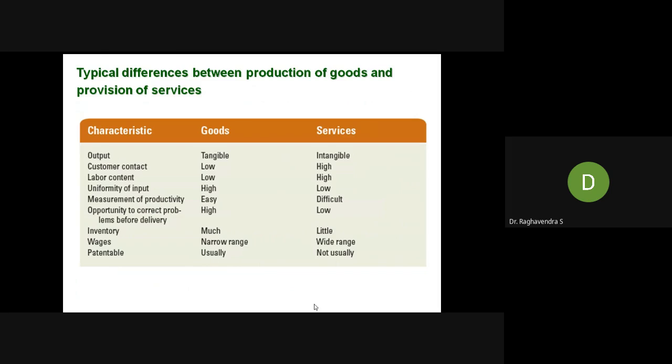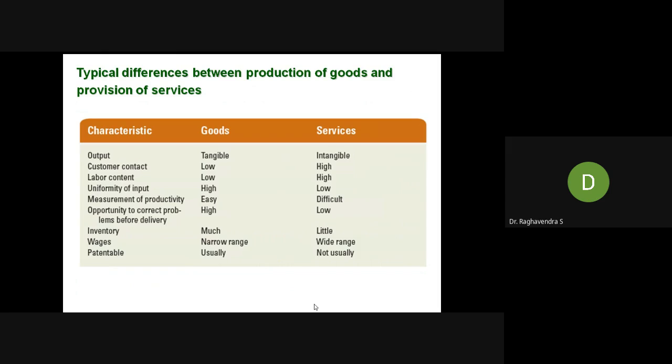Typical differences between production and services. Characteristics: output. In the goods sector, it's tangible. You can feel it, you can touch it, like an automobile. In services, they will examine only the intangible, such as hospital or hotel services. Customer contact will be low in goods, whereas high in the service sector.